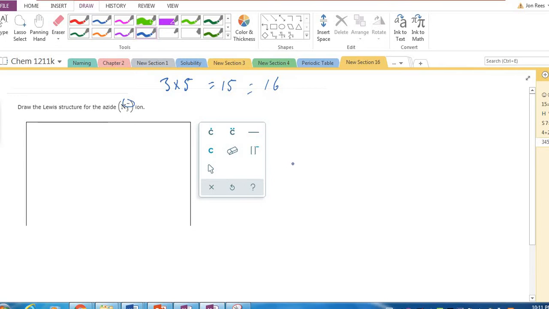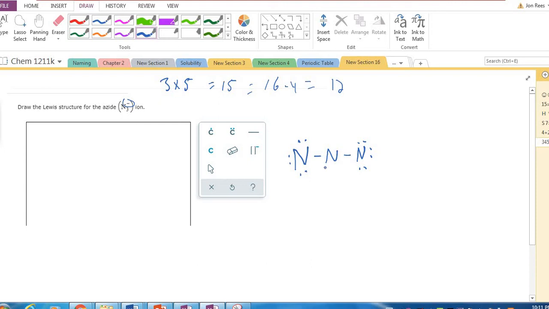Okay, they're all nitrogen, so let's just go ahead and draw those and connect them first. Nitrogen, nitrogen, nitrogen. So I've used up 4 valence electrons, so I need 12 to fill this out. Well, typically what we do is we add lone pairs to those terminal atoms, and so let's go ahead and do that. So 1, 2, 3, 4, 5, 6, 7, 8, 9, 10, 11, 12.